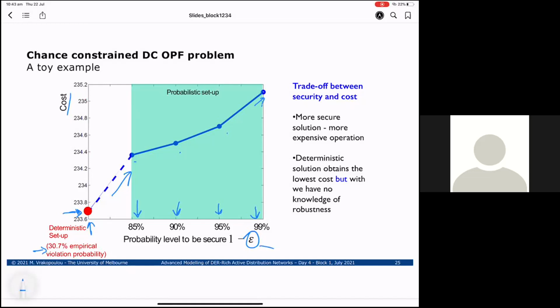So we have this epsilon. We can use it to trade off security and cost. The more secure we want the solution to be, the more we have to pay for that.